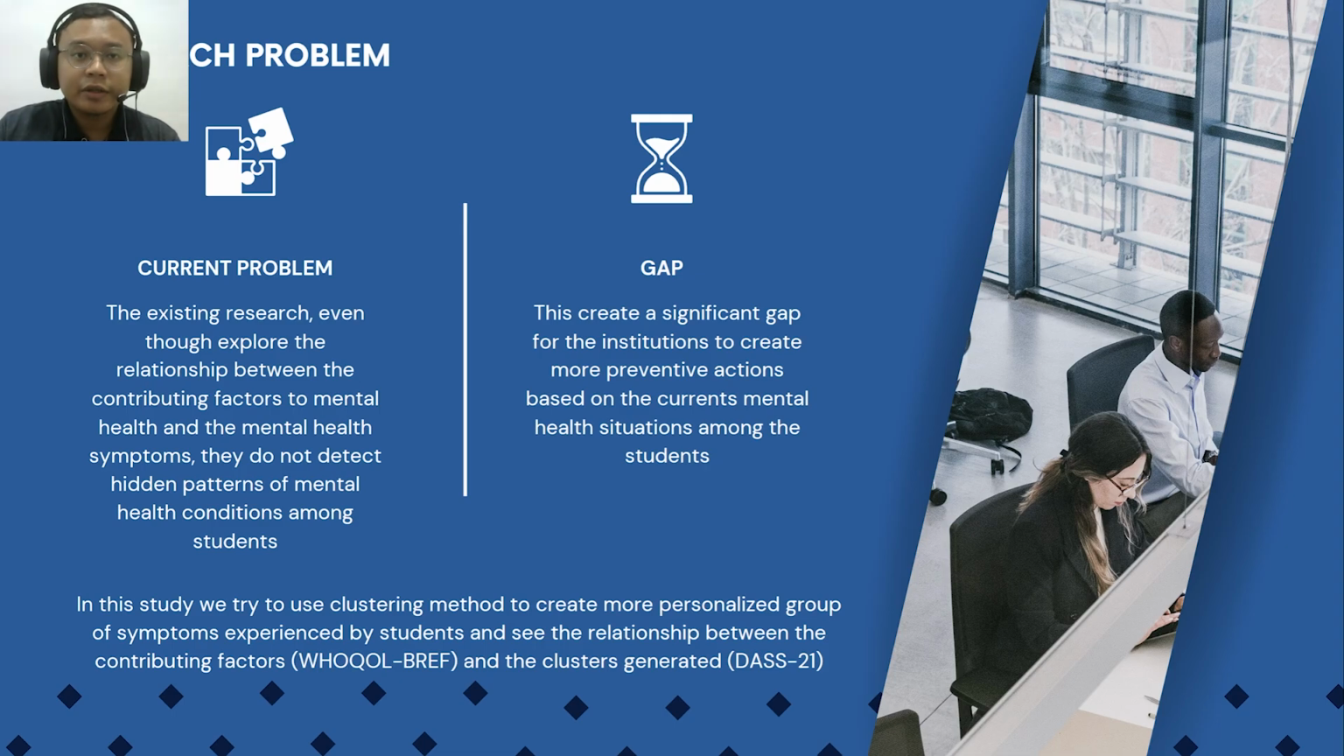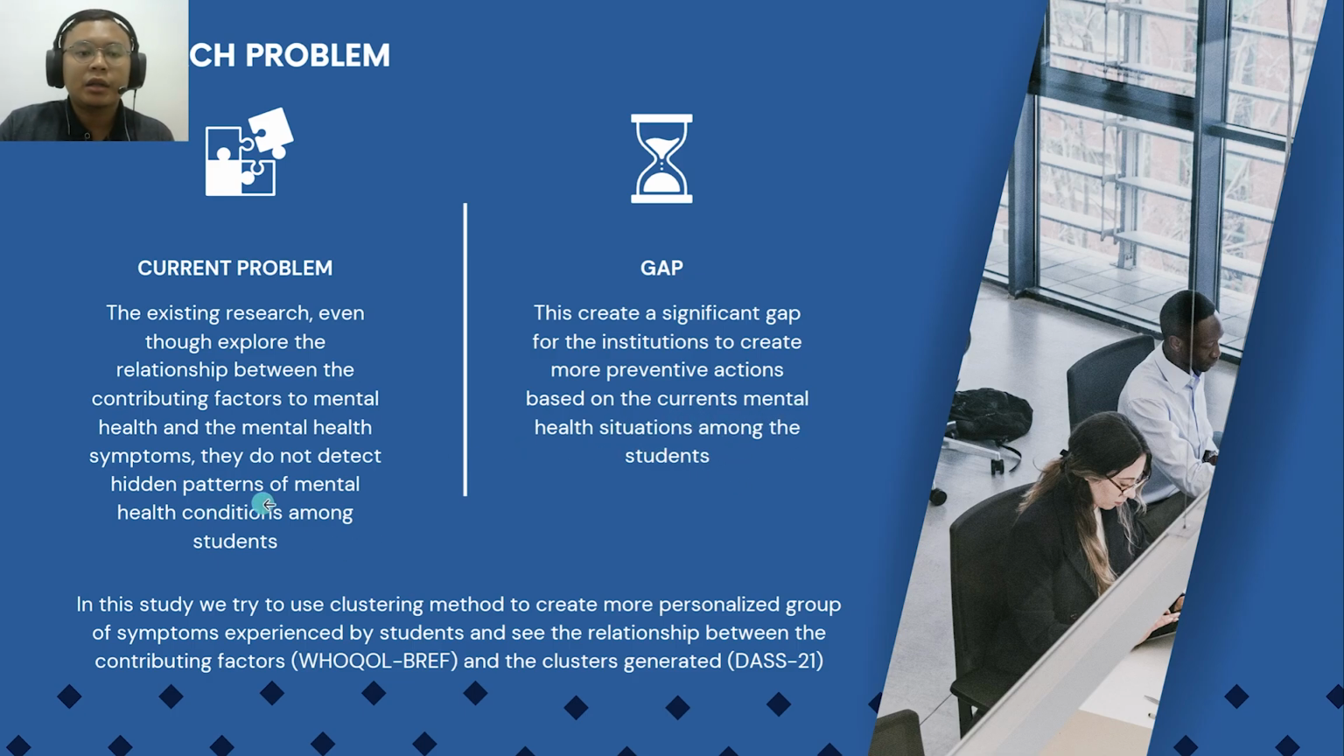However, in the existing research, even though researchers have already explored the relationship between the mental health situation and the factors that may contribute to high levels of mental health issues, they do not detect the hidden patterns of mental health conditions amongst the students. This creates a significant gap for the institution, especially the university, to create more preventive actions based on the current mental health situation among the students.